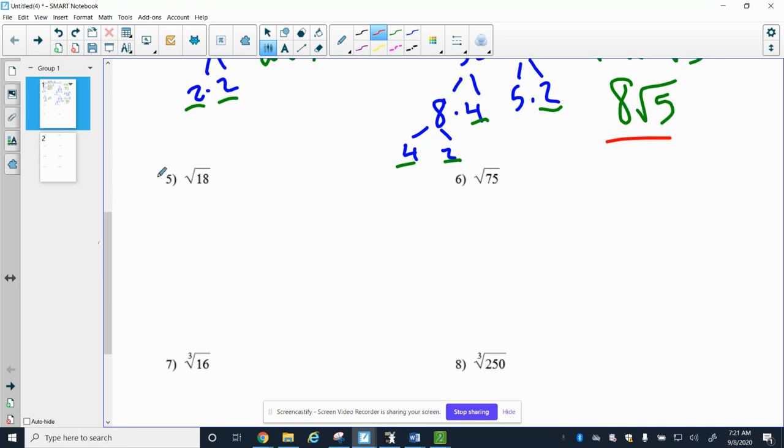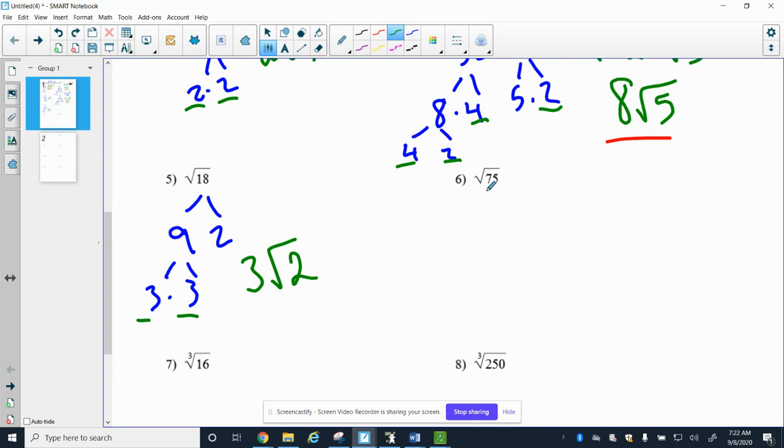Root 18. Let's break that down. Maybe we go 9 and 2. That makes 3 and 3. 3 and 3. So then that would become 3 root 2. Why don't you guys try number 6, and then type your answer in afterwards.